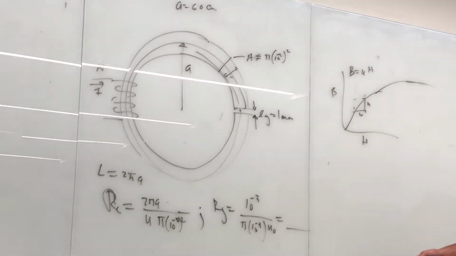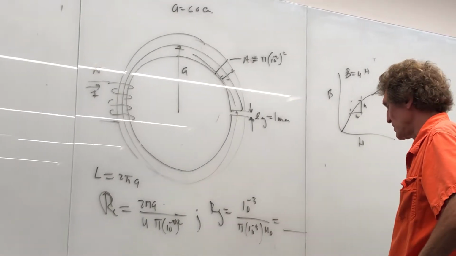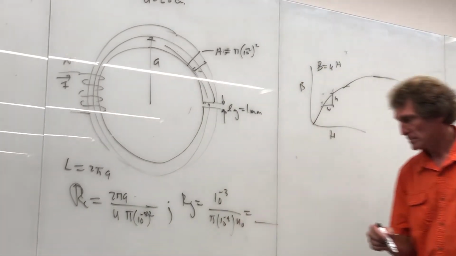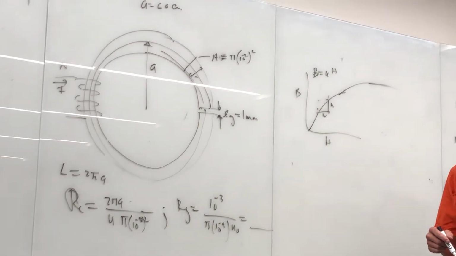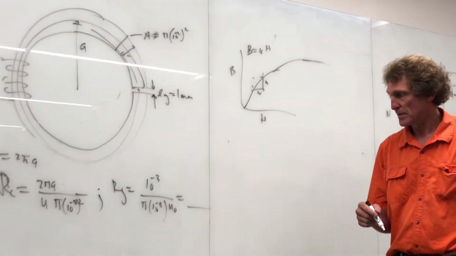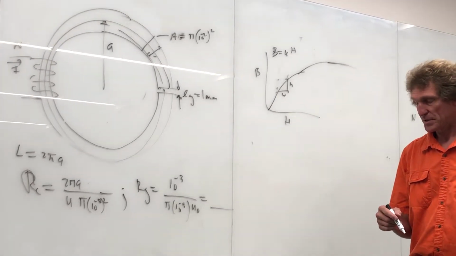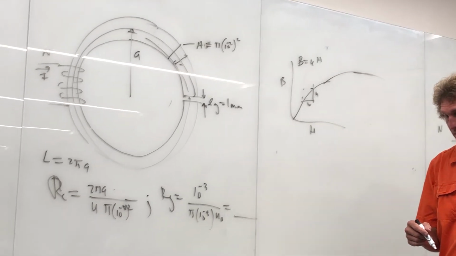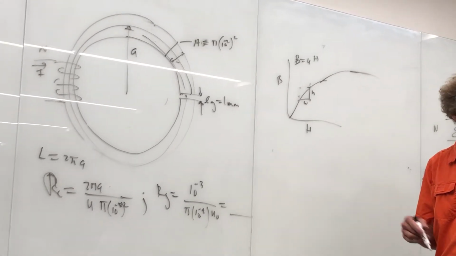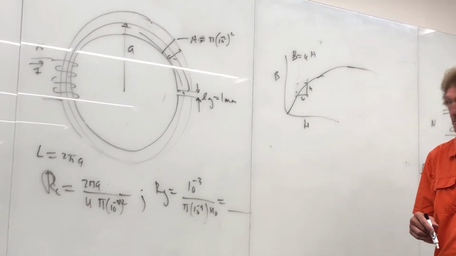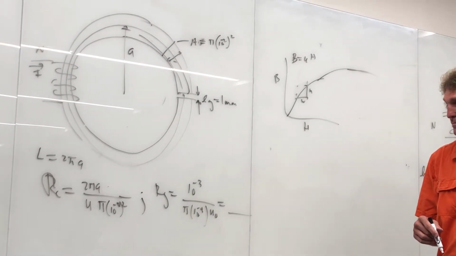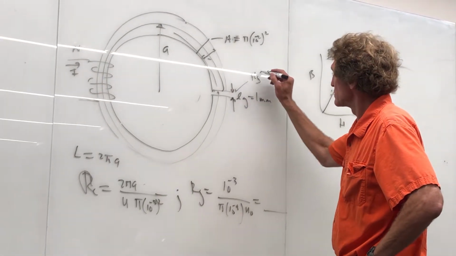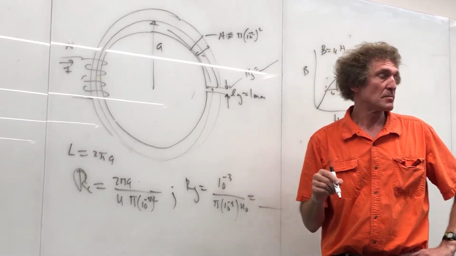Let's see, that's gonna be 10 over pi mu naught, whatever that comes down to. So mu naught is 4 pi times 10 to the minus 7th. So it would be 4 pi squared, 10 to the 8th. So 10 to the 8th over 4 pi squared, whatever that is. I'm not sure. Anyone?